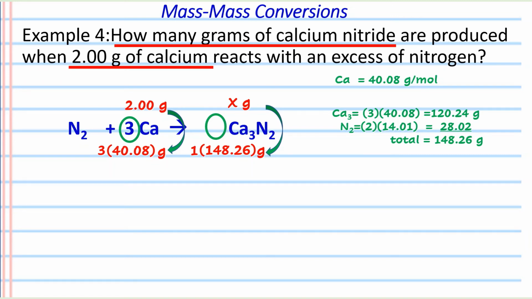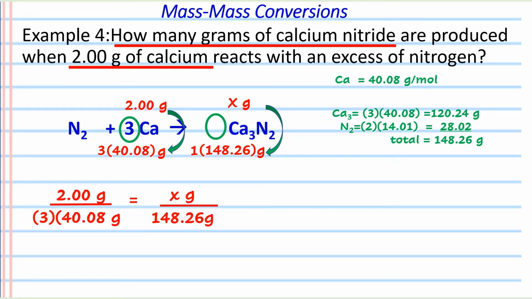So remember, the information from the question went above the equation. The information from the balanced equation goes below. And now we're ready to set up our proportion. We have 2.00 over 3 times 40.08, and we're going to set that equal to x over 148.26. We're going to cross multiply to solve. So we have 3 times 40.08 times x is going to be equal to 2.00 times 148.26.